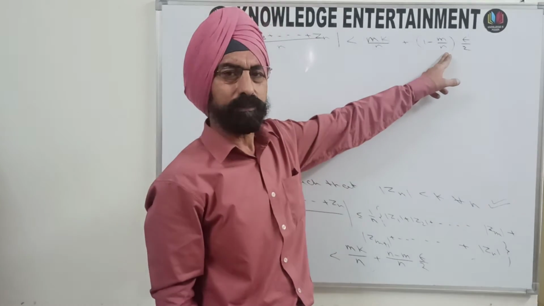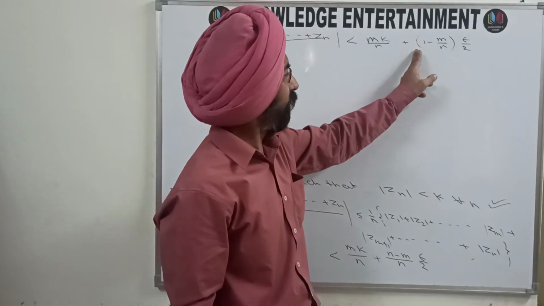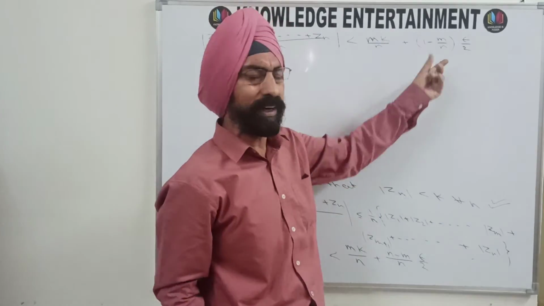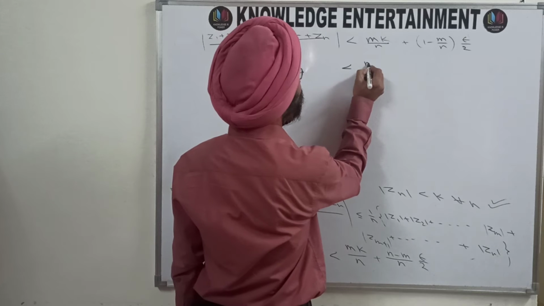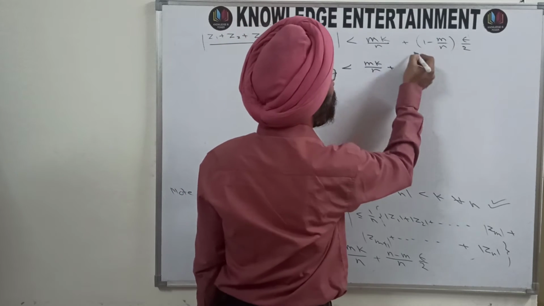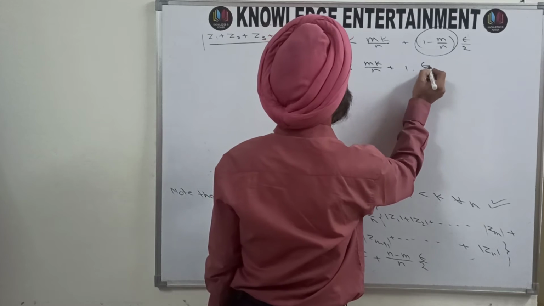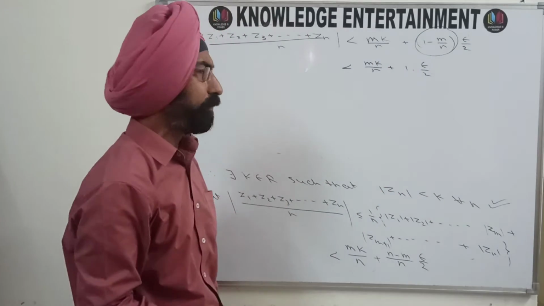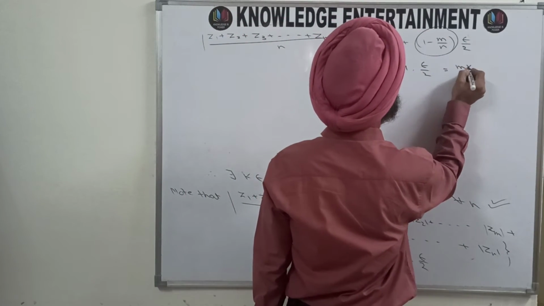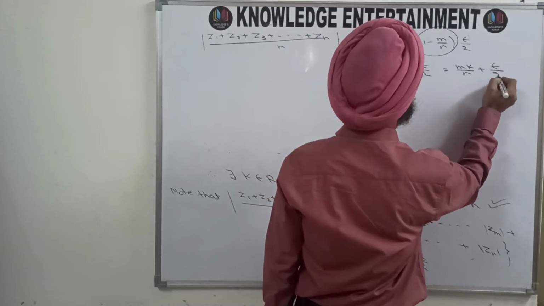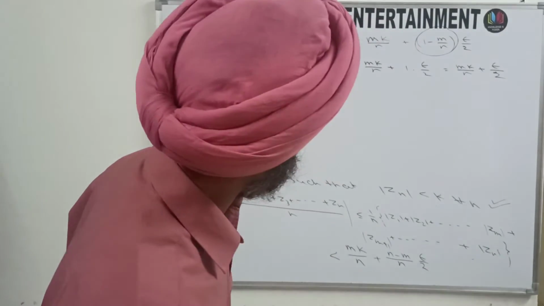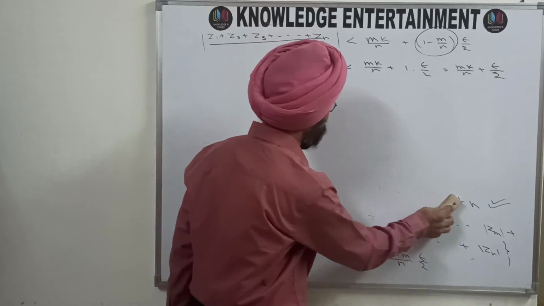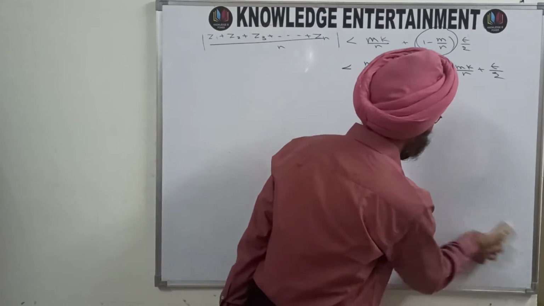m by n is a positive term, and 1 minus something positive is definitely going to be less than 1. So this bracket is less than 1. So I am going to write: less than mk by n plus this term, which is less than 1 into epsilon by 2. I am using here the inequality. The rest of the terms are the same. So you are going to get mk by n plus epsilon by 2. Now, once again, look into the first term on the right hand side, that means mk by n.